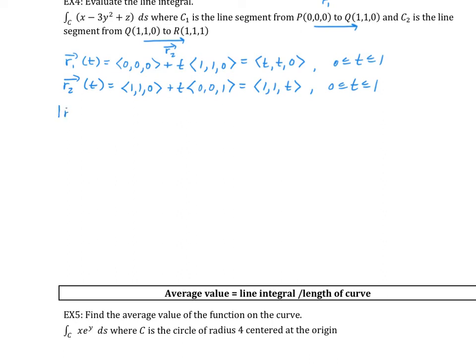Let's compute the magnitude of the derivative for each one. So for r sub 1, the derivative is going to be 1, 1, 0.